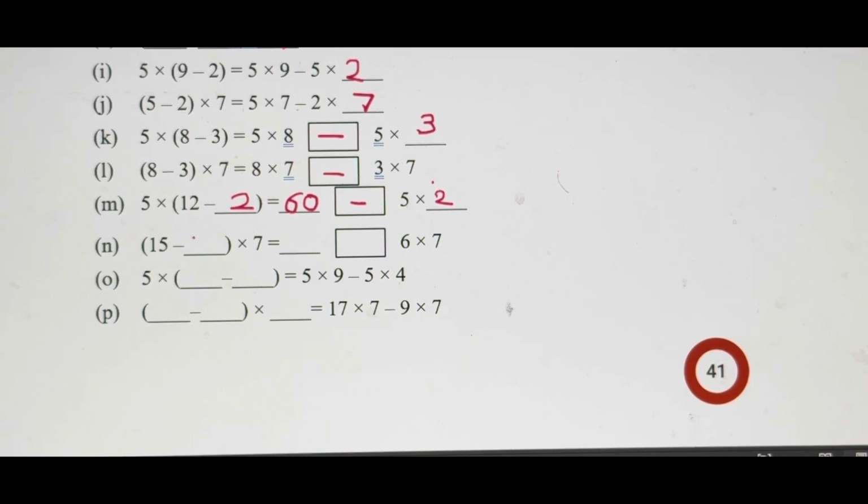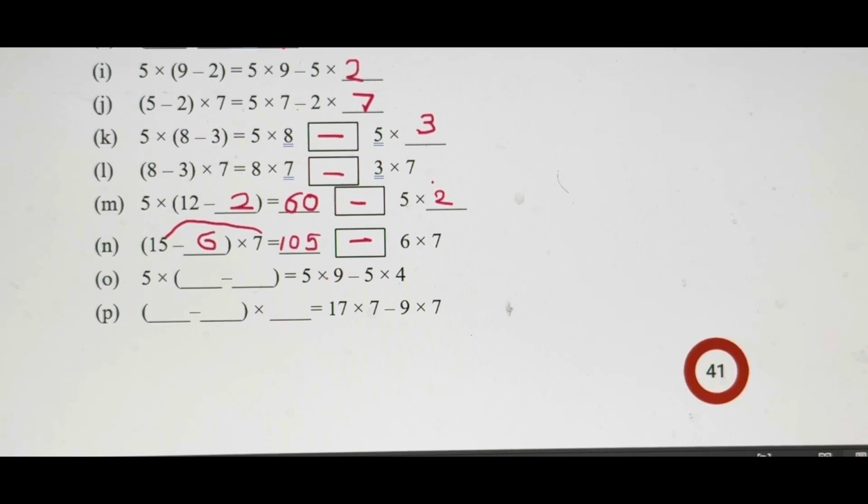Then 15 minus dash into 7 is equal to dash. Here there is a blank given, 6 into 7. That means here 15 minus 6 is there. You can take the hint from here. There should be a minus sign because minus sign is already given. So here only one blank is given. So you can multiply 15 into 7. These two you need to multiply. So 15 7s are 105. Okay.